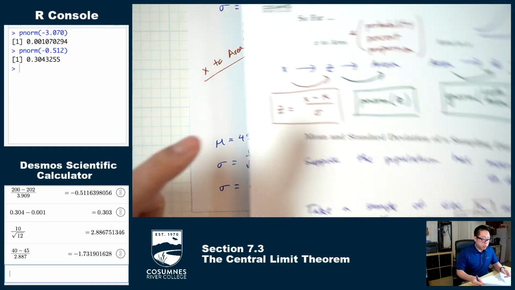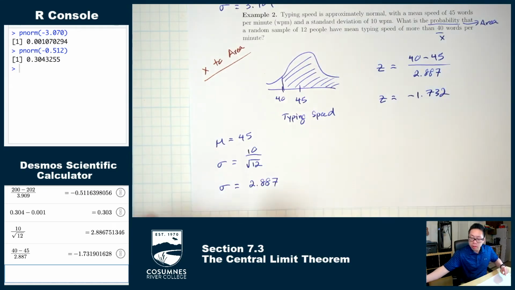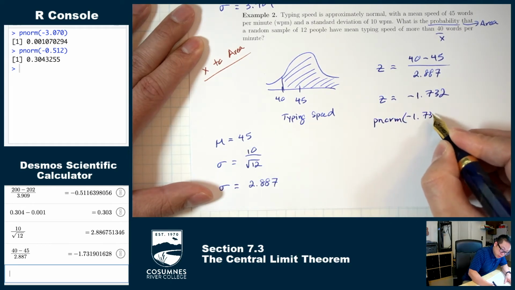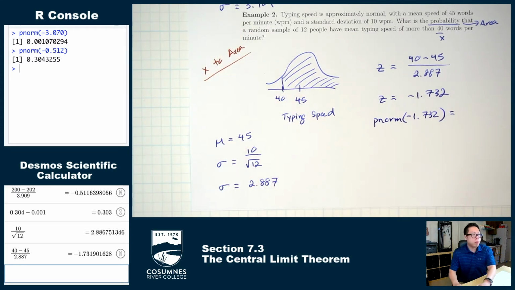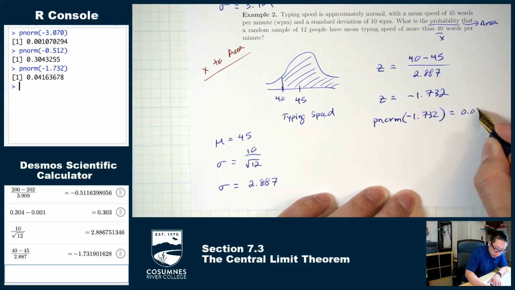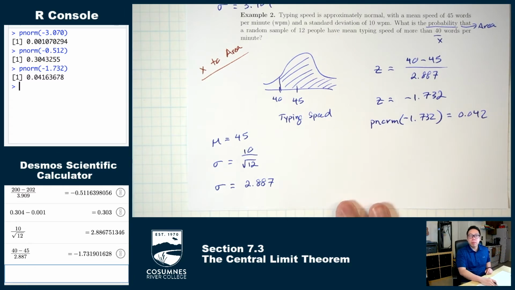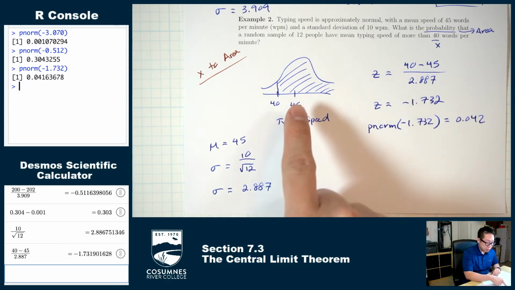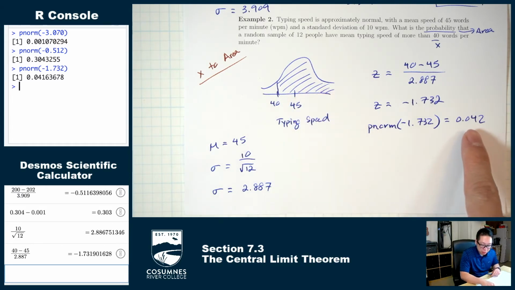Okay, we just did the z-score. Next up is p-norm. So we're going to p-norm negative 1.732. Okay, 0.042. Is that my answer? Based on my picture, that's a kind of a big area, right? And this is only 0.042, which is 4.2%. That can't be right. Right? I'm expecting a big percentage here.